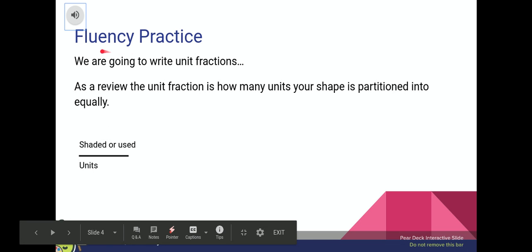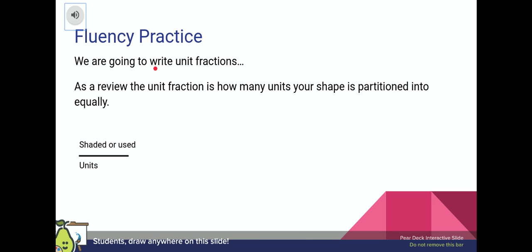Okay, now we're going to go ahead and write the fractional units. So we're going to review super fast. Remember that a unit fraction is how many units your shape is partitioned into equally. That is the denominator of your fraction, that bottom number. That tells you how many equal pieces you have divided or partitioned your shape into.